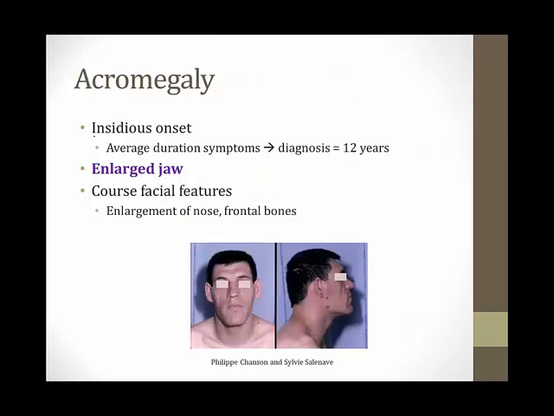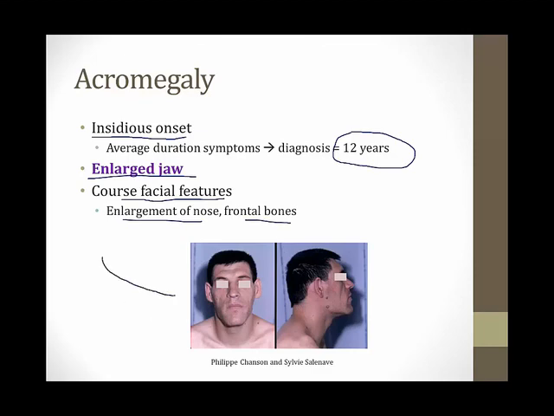Acromegaly is very rare, and it's difficult to diagnose because it has a very slow, insidious onset. The average duration from symptoms to diagnosis is 12 years. One of the characteristic features is an enlarged jaw. The growth hormone drives changes in the bones of the face. In addition, there will be coarse facial features like enlargement of the nose and the frontal bones.